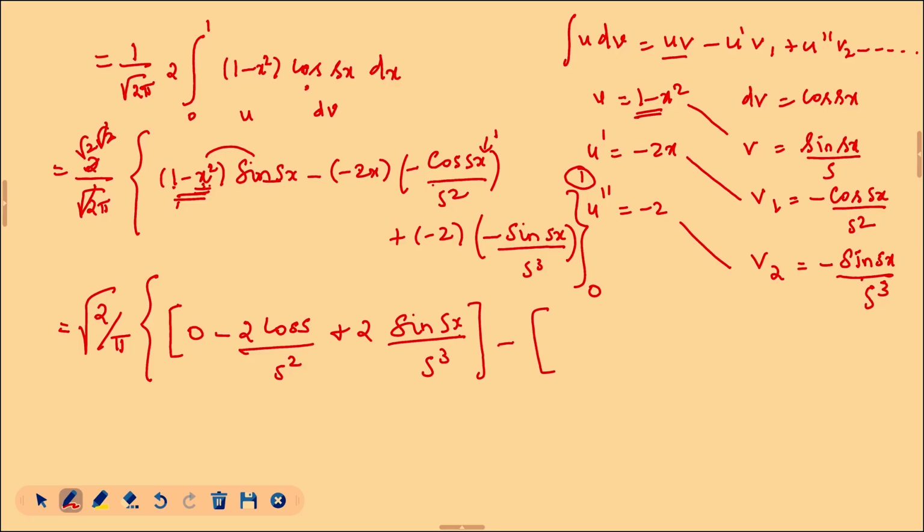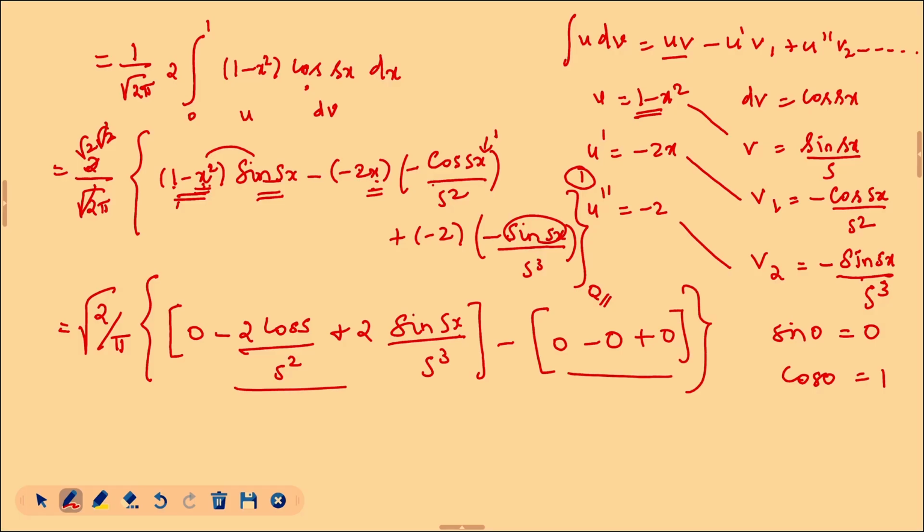Now, the lower limit. Your lower limit value is 0. Wherever x appears, replace it by 0. The first term has sin, and we know that the value of sin 0 is 0. So the first term value is 0. Now in the second term you have x, so if x is 0, 0 into anything is 0. In the third term as well we have sin, so sin 0 is 0. So plus 0. This is your lower limit value, and this is your upper limit value.